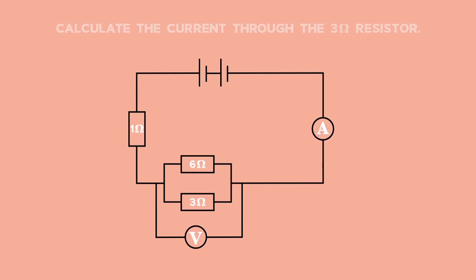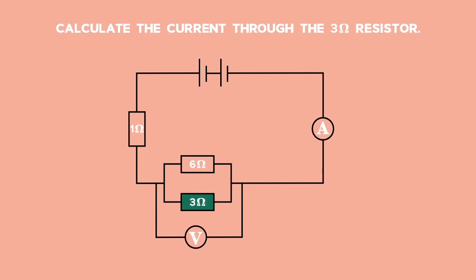The next question asks us to calculate the current through the 3 ohm resistor. Remembering the basics of circuits, current splits proportionately in parallel, and current takes the path of least resistance. Also, the resistors are in parallel and therefore the potential difference across them is equal. First, we need the voltmeter reading across the parallel resistors. This we calculated in the previous question. So we can then calculate the current through the 3 ohm resistor.